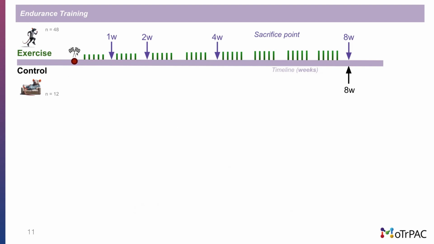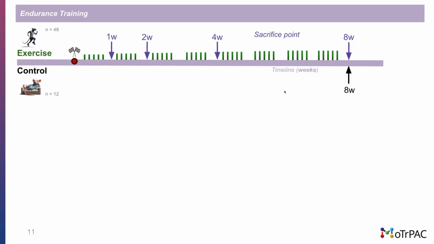All right, so for this particular study, we had these 60 rats, and 48 were randomized to the exercise group. And these rats every day are going to wake up and do this bout of exercise. They are represented by each of these bars, and they are going to be training for 8 weeks. We are going to be collecting samples at 1 week, 2 weeks, 4 weeks, and 8 weeks. And then we have the sedentary controls that are not going to do anything, and we collect the information after 8 weeks.